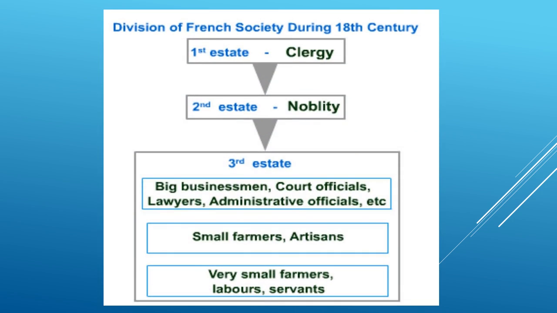In this figure you can see the division of French society during the 18th century. The first estate belonged to the clergy, the second estate was the nobility, meaning the nobles, and the third estate were big businessmen, court officials, lawyers, administrative officials, small farmers, artisans, very small farmers, labor servants, etc. So all the working class people came under this third estate, and they were paying taxes to the second and first estate people. So this was a discrimination.